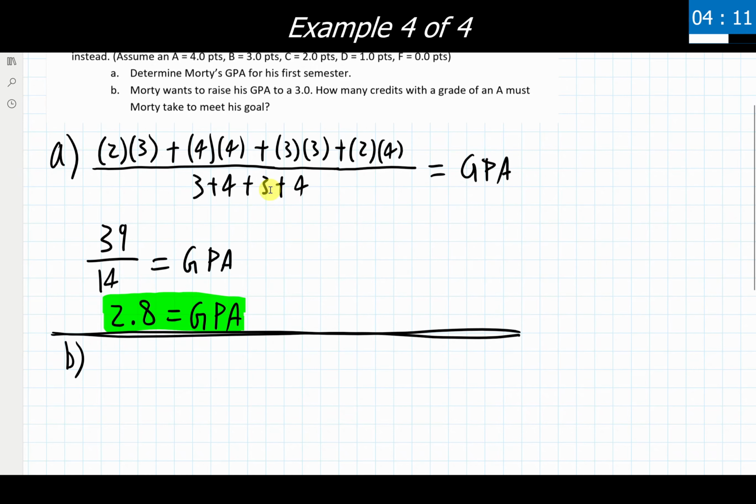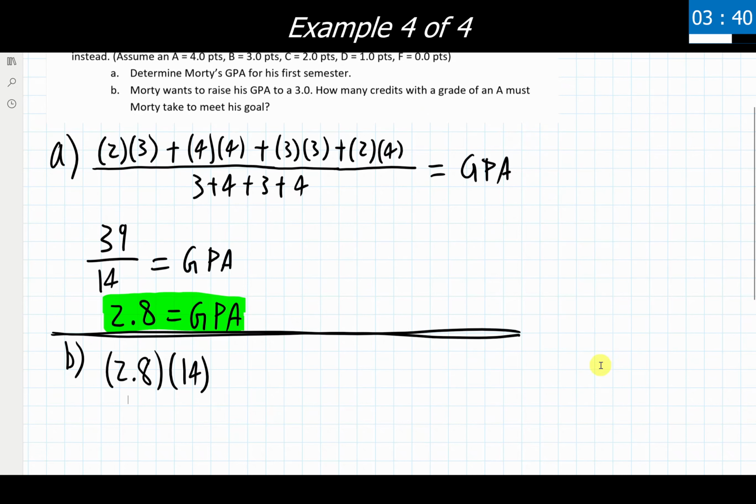Or I can simplify down to noting he has a 2.8 with 14 credits. And I can say if I'm adding all of his material and his grades together, he has a GPA of 2.8, and the weight of that is a weight of 14 credits. There we go.